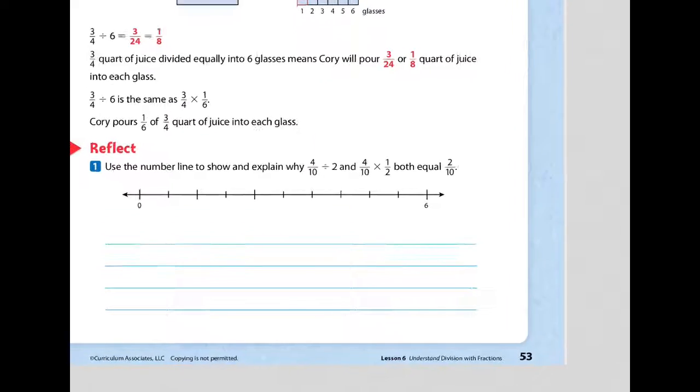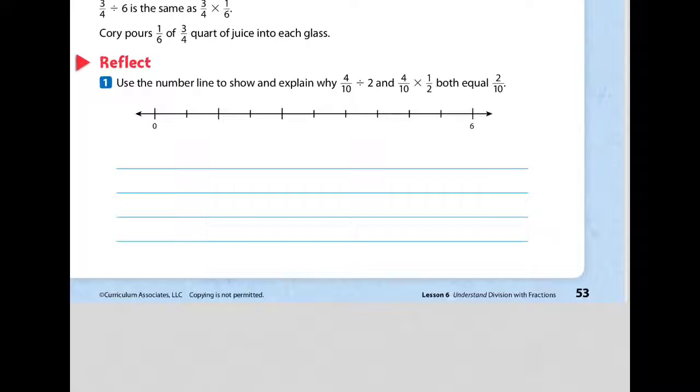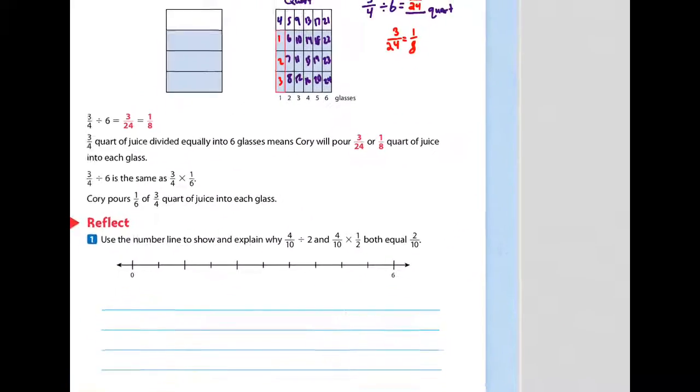Now, we're going to go down here and we're going to have a reflection problem. So we're going to talk about this for a second. I'm going to give you 2 options. Let's read it first. This says, use the number line to show and explain why 4/10 divided by 2 and 4/10 times 1/2 both equal 2/10. So let me go back up to this problem.